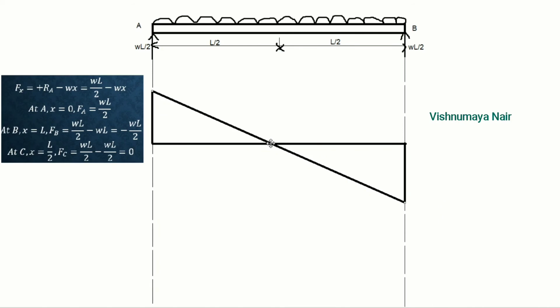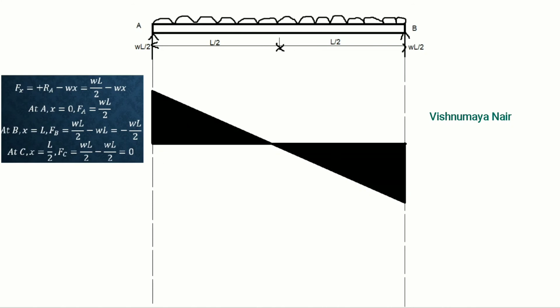So, here at the center of the beam, we have shear force equal to 0. And this is the shear force diagram for a simply supported beam with a uniformly distributed load over it. And we can shade these two regions and mark it as positive and negative.